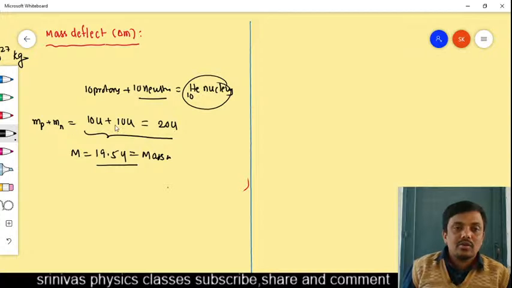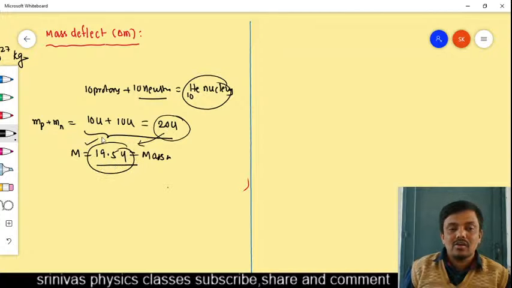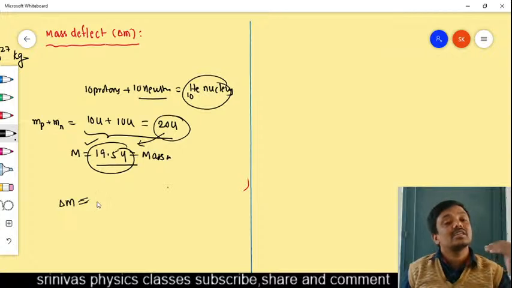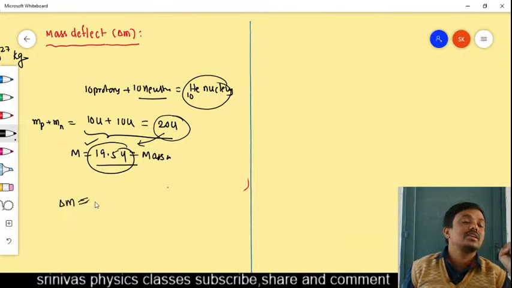20u of nucleons combined form the nucleus, but after forming the nucleus, you are getting less mass. That means some mass is lost here. How much mass loss occurred here? That is called the mass defect. Why does this mass defect occur? That loss of mass appears in the form of energy. That energy is used to bind the nucleons in the nucleus.